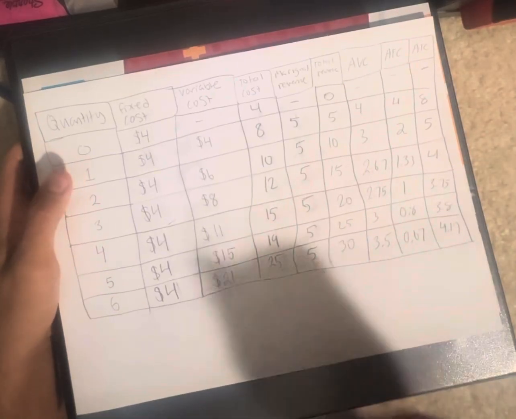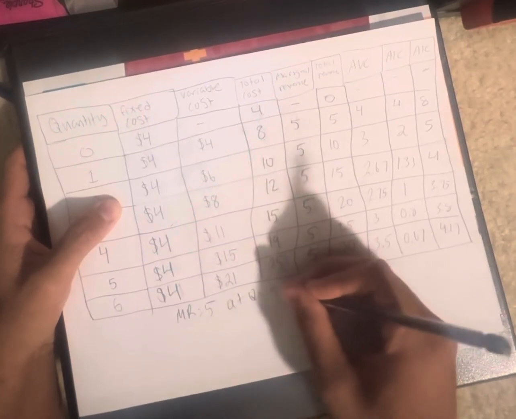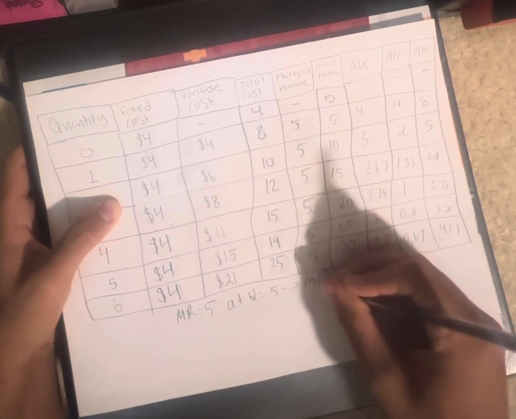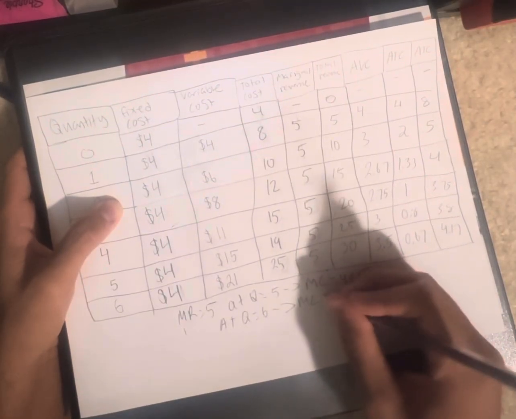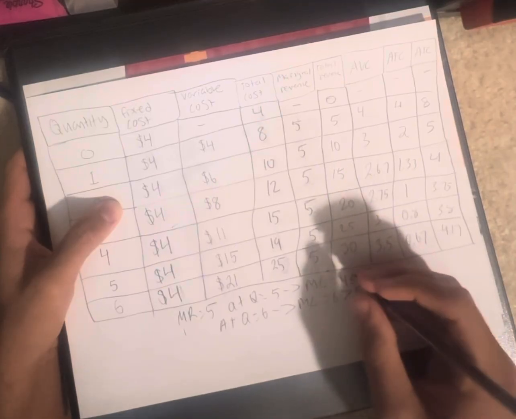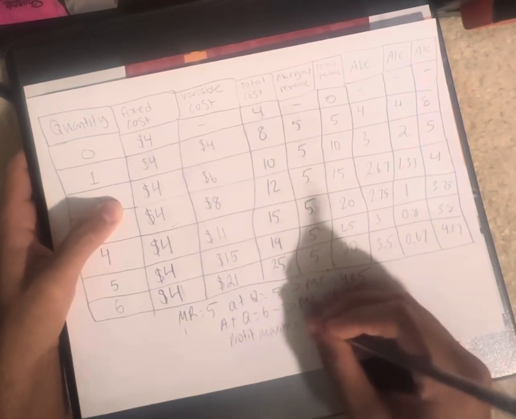Now we're going to be moving on to profit maximizing quantity. To find the profit maximizing quantity, I will compare the MR and MC. The last place where MR is greater than or equal to MC is at Q equals 5. So that's where the firm produces. At Q equals 6, MC is 6, which is greater than 5. That's why Q equals 5 is the profit maximization.